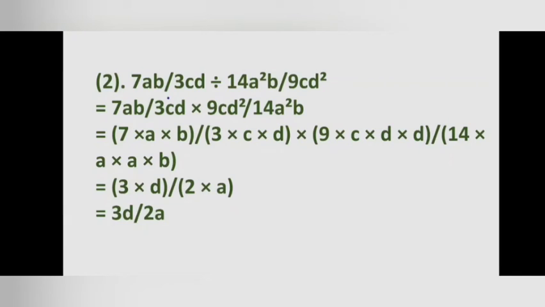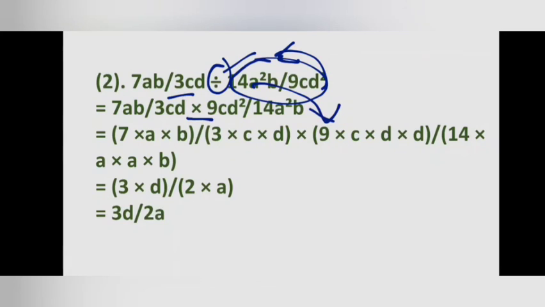Now let's take the next example, which is 7ab over 3cd, divided by 14a squared b over 9cd squared. Now we're going to change this division to multiplication. Of course, you will reverse the fraction on the right hand side. That is, 9cd squared goes up, then 14a squared b comes down.